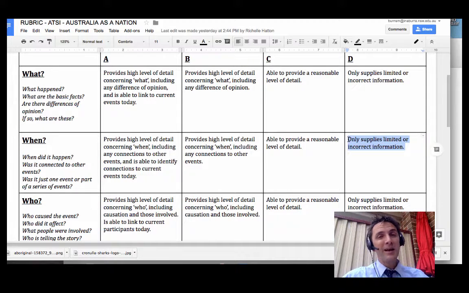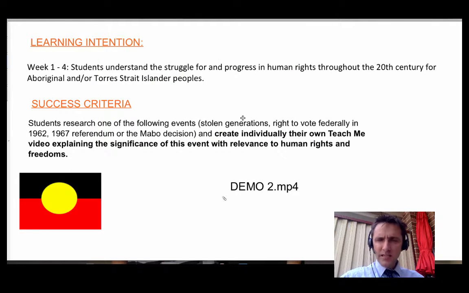I think I'm just going to be putting everybody to sleep. I think it's worth coming back to this page and finishing. Guys, your learning intention again. If you've been asleep, wake up.